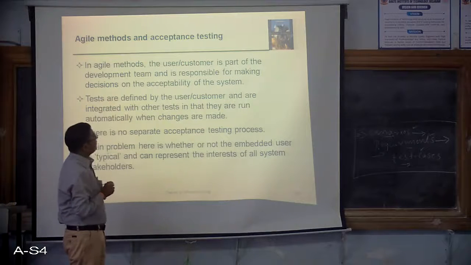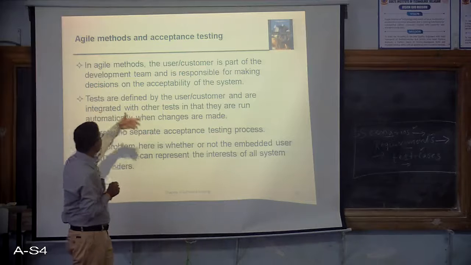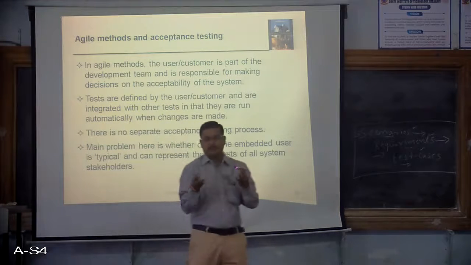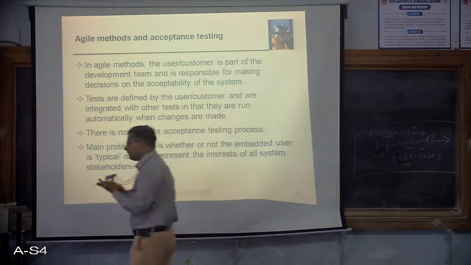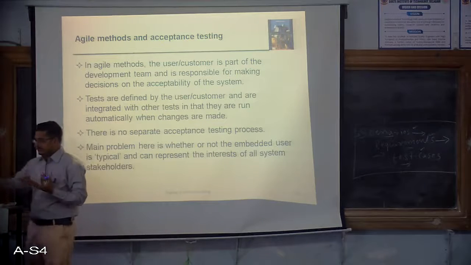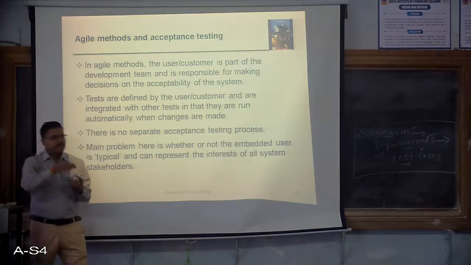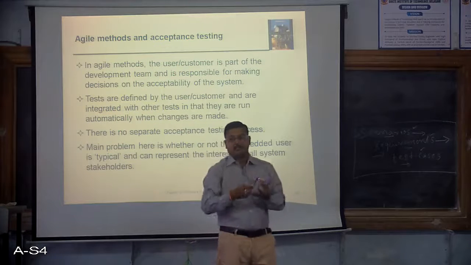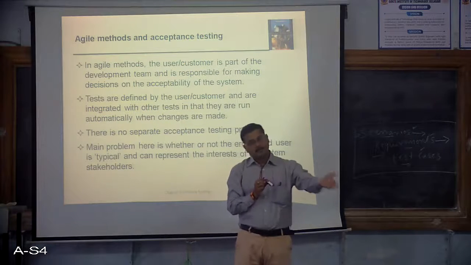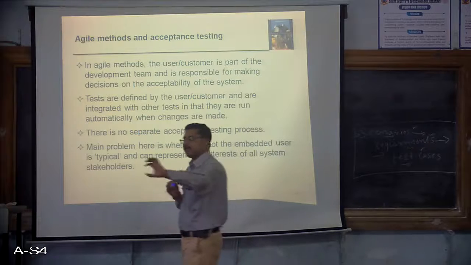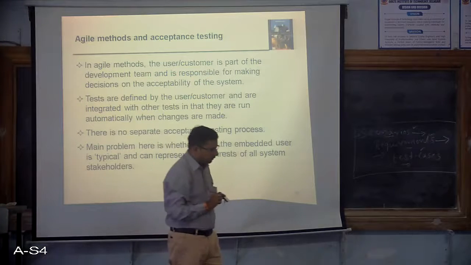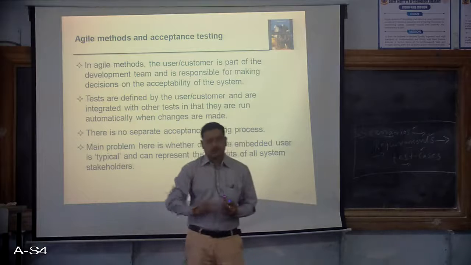In the agile method, the user and customer are part of the development team and are responsible for making decisions on the acceptability of the system. That is why the customer and the developer coordinate, and the customer is part of the agile testing team. Once the development is done, the customer checks in parallel whether their requirements are completely fulfilled or not. These are the practices we carry out in the software testing process.